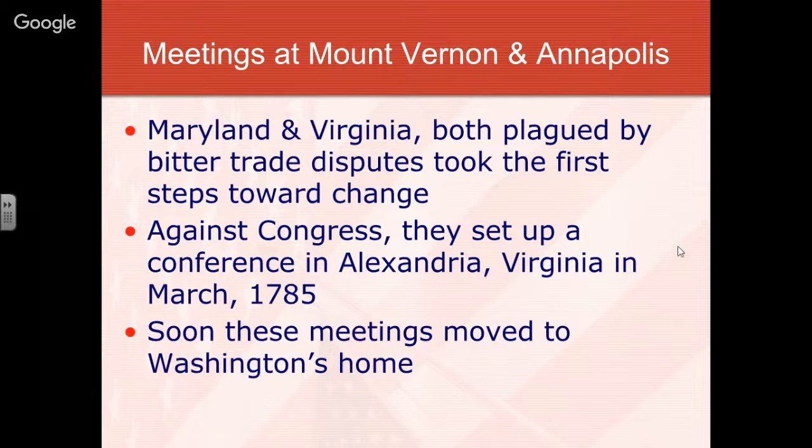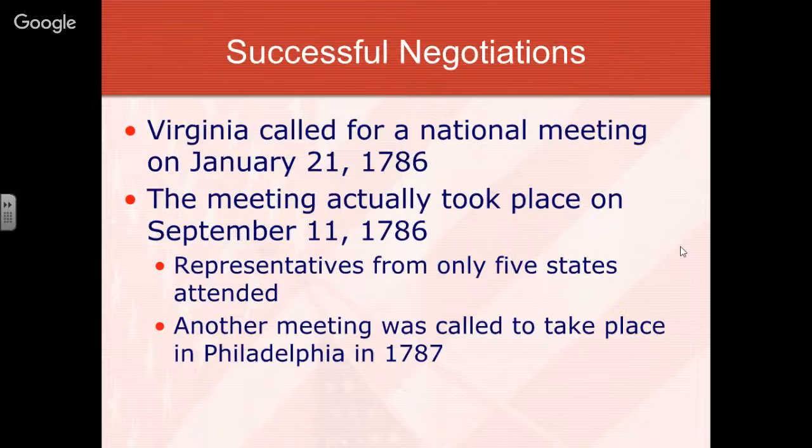Meanwhile, Maryland and Virginia are both being plagued by bitter trade disputes, and they decide that they ultimately need to take the first steps towards what will be the big change. Against the wishes of Congress, they set up a conference to be held in Alexandria, Virginia in March of 1785. Soon after, Washington invites them to move the meetings to his home. The meetings are so successful in ultimately deciding the trade dispute over the use of the Potomac and Pocomoke rivers between the two states that Virginia decides a national meeting would benefit everyone. And on January 21st, 1786, they issue a call to have one held.